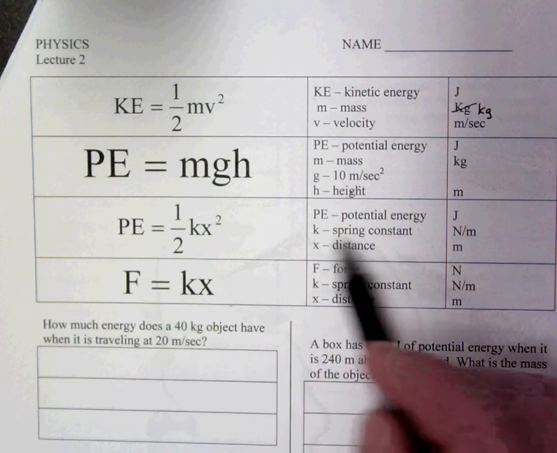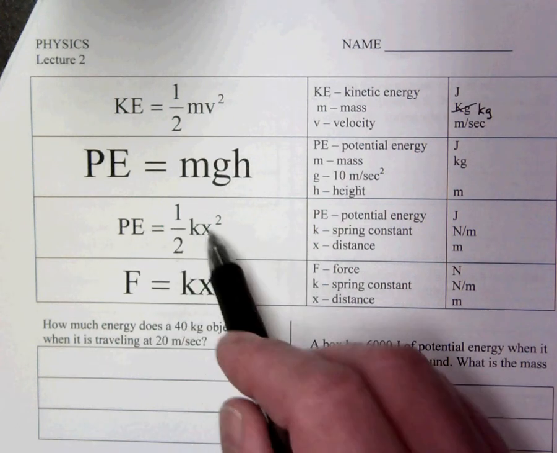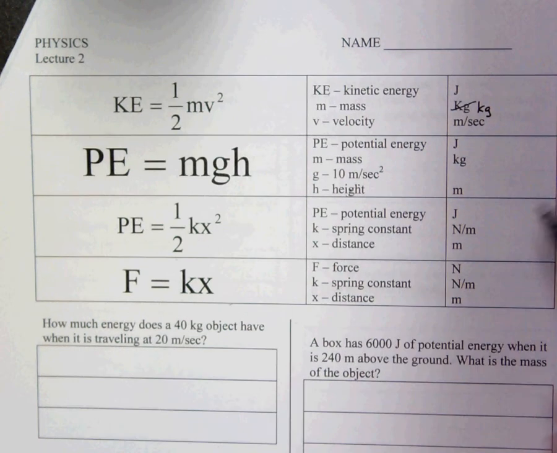And here's one with springs, potential energy of a spring, which is 1/2 kx squared. Spring constant we've seen. Distance, yes, distance is dx. It depends on how you look at it. And these are things that the physics people are still debating on.